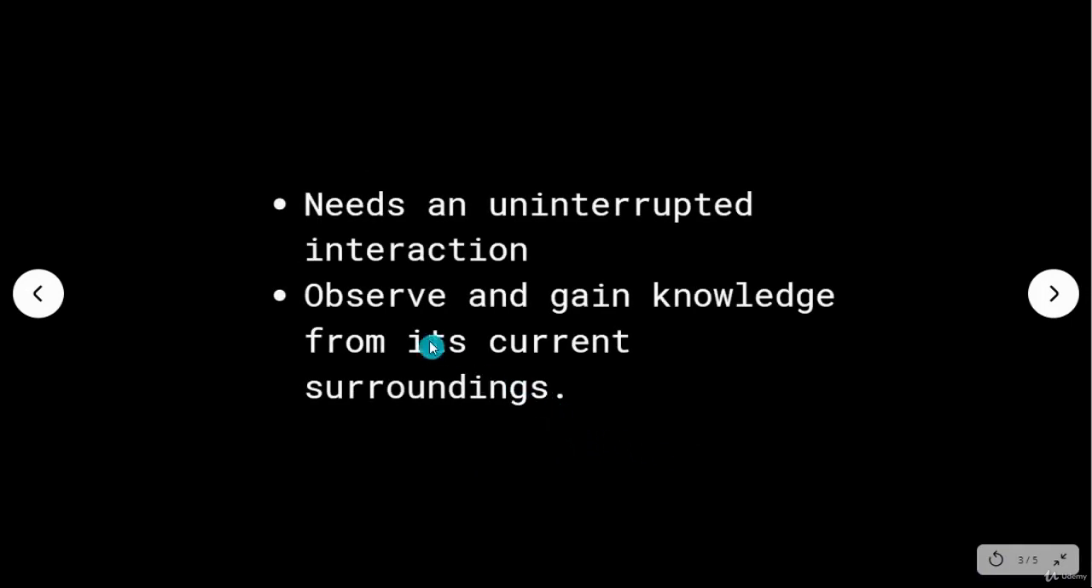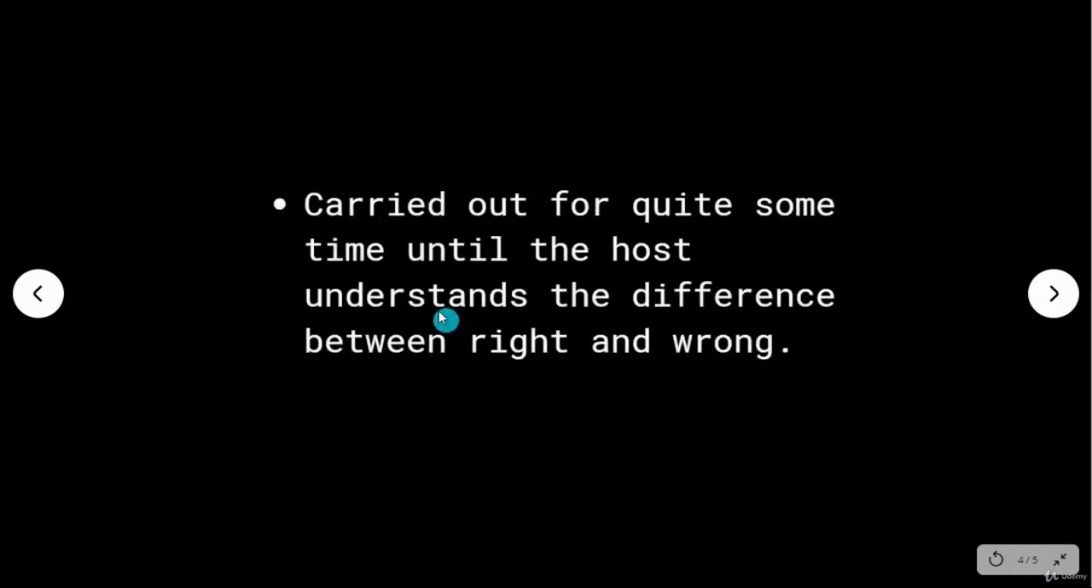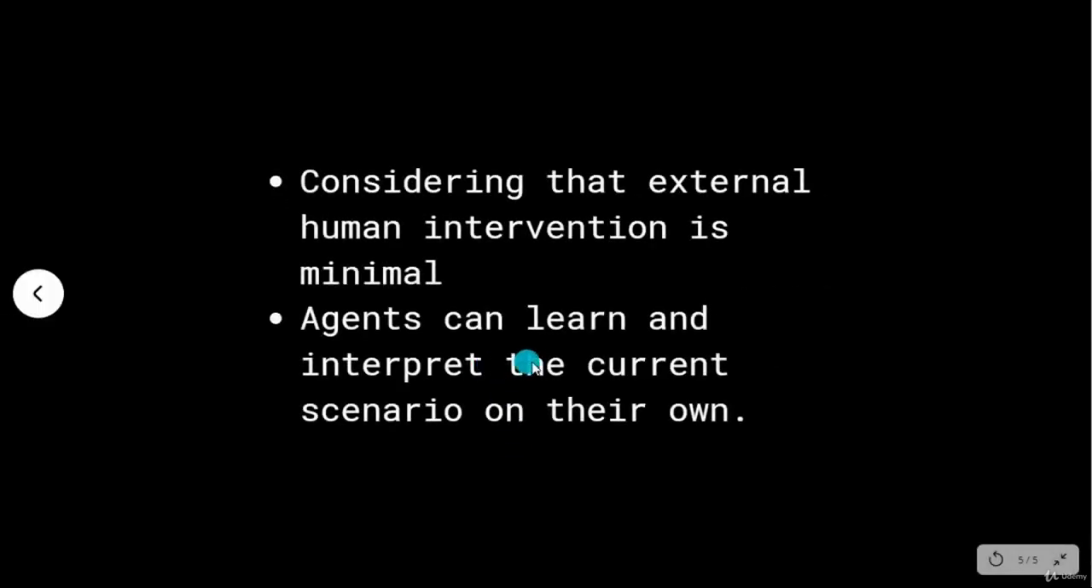It needs to have an uninterrupted interaction with its current surroundings by observing and gaining knowledge from it. This process is carried out for quite some time until the host understands the difference between right and wrong. This is carried out considering the fact that external human intervention is minimal, so that the agent learns and interprets the current scenario on its own.